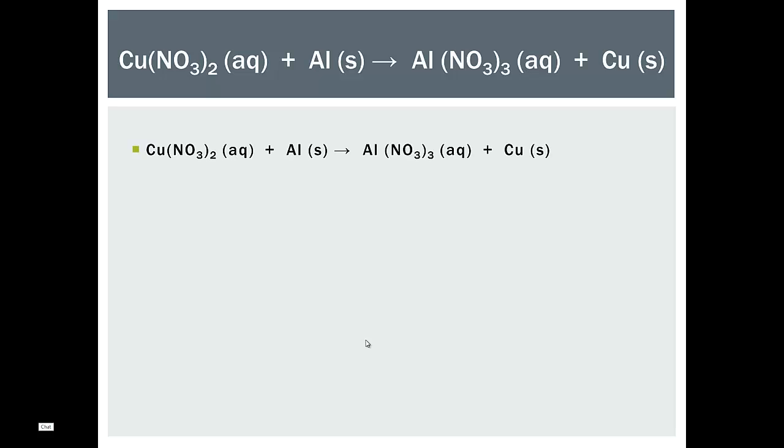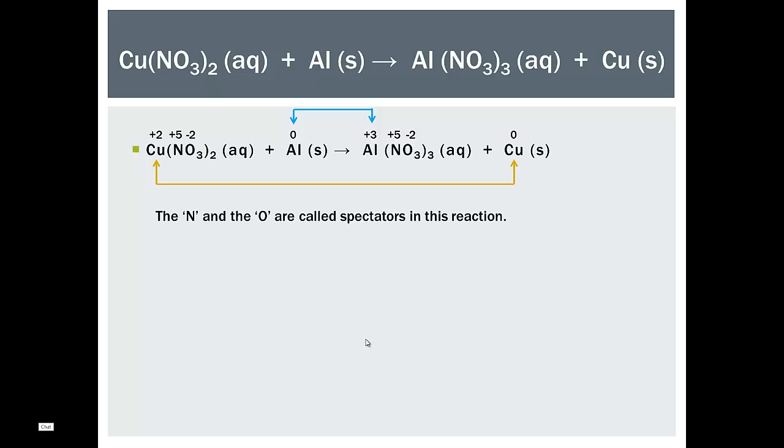First step is to assign oxidation numbers. Copper is +2, O is -2, N must be +5. Al is 0 since by itself. Al is +3, O -2, so N must be +5. Copper is 0. Okay, so what's changed? Copper's changed, aluminum's changed. So draw your connecting arrows to those things. Then you're going to pull those things out of that equation. You'll see that the N and O haven't changed, so those are called the spectators in this reaction because they don't really do anything, they don't change.